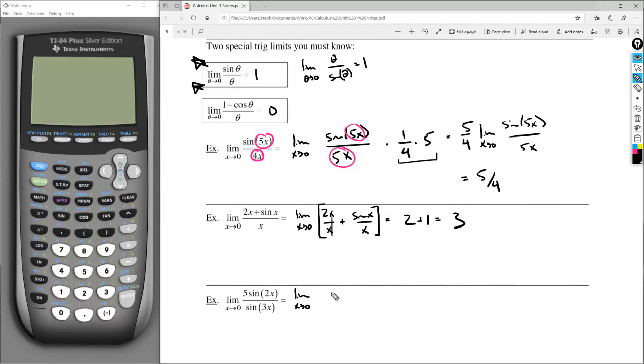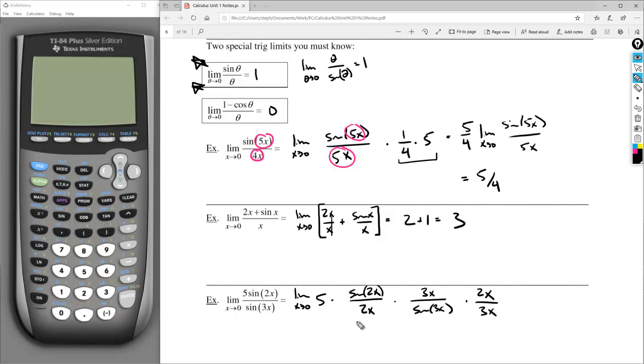So I'm just going to split this up. I have 5. I have sine of 2x divided by something. And I have something on top of sine of 3x. Alright, so what I want is for a 2x to be here, so I'm going to write that. And if I'm going to put a 2x in the denominator, I'm also going to have to multiply by 2x. Alright, and I want a 3x on top here. So if I'm going to put a 3x here, I also have to divide by 3x.